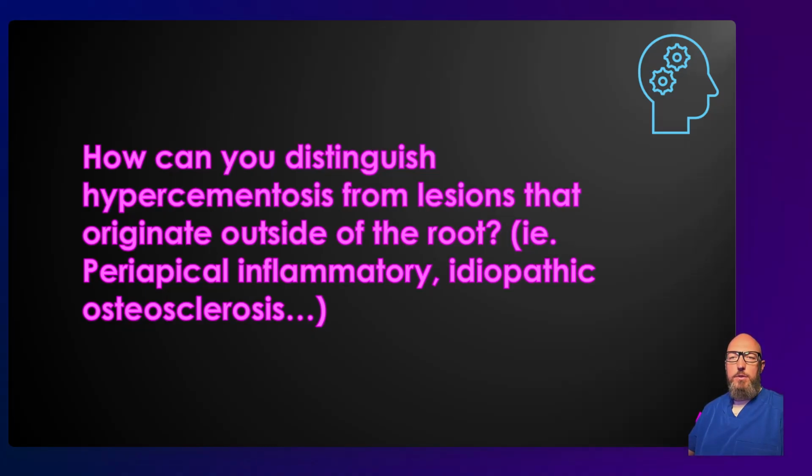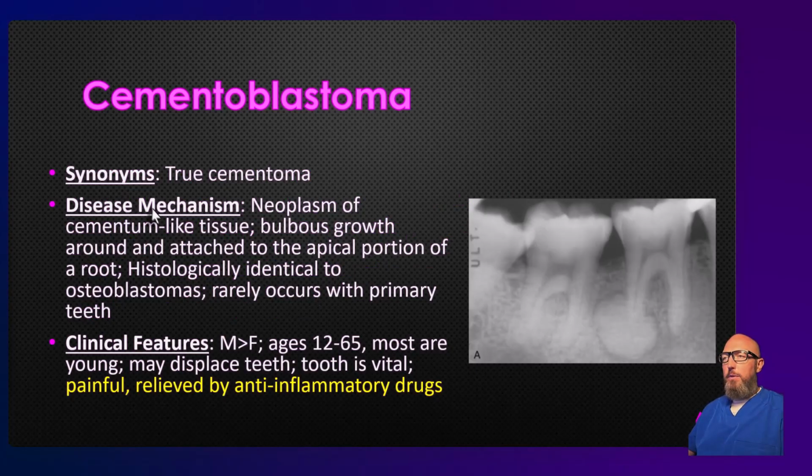idiopathic osteosclerosis or inflammatory lesion? Follow the PDL space, right? The PDL space is intact, it's around it. The radiopaque portion itself looks like it's attached to the root. And then here's another one where the radiopaque portion looks like it's attached to the root. This isn't actually that common, but I wanted to include it in this lecture because it is important to include this on the differential and differentiate this when you see something that looks like hypercementosis.